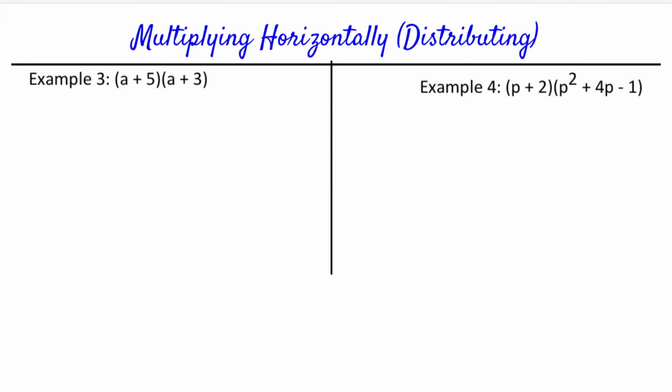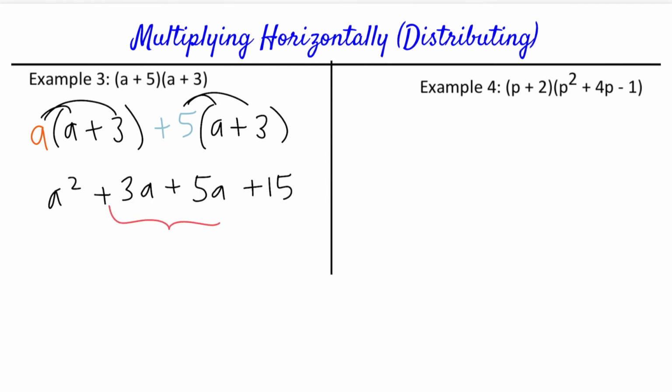On to example 3. The first binomial is a plus 5, so I take that first term a and multiply it by the second binomial, a plus 3. Then I take the second term 5 and multiply it by the second binomial, a plus 3. Using my distributive property, I get that. And then from there, I have to combine like terms and simplify to get my final answer written in standard form.